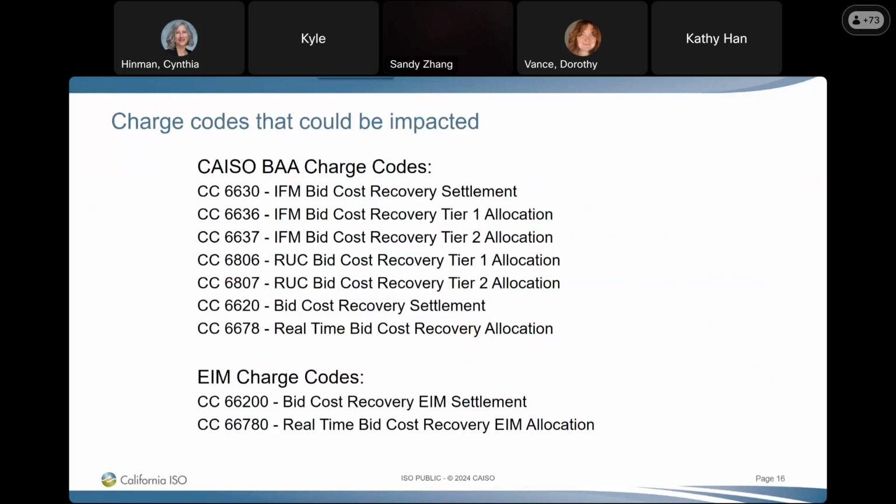The charge codes that could be impacted by this impacts both WEIM entities as well as ISO entities. And you can see the charge codes that would be impacted. Those are all the bid cost recovery settlements and allocations.